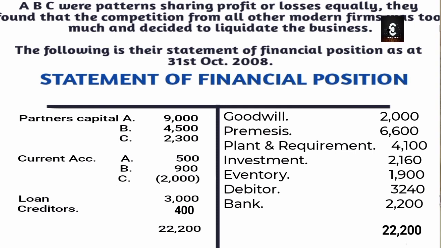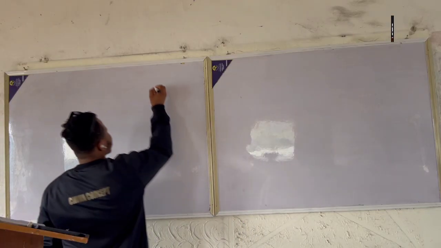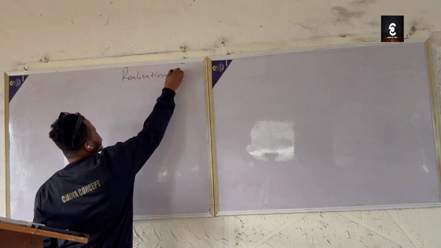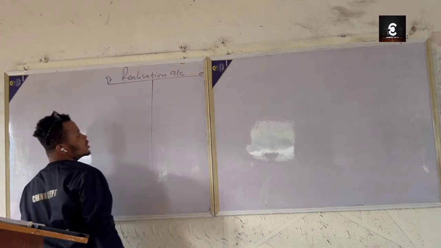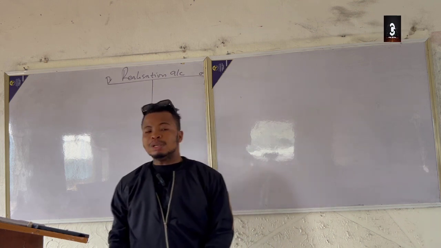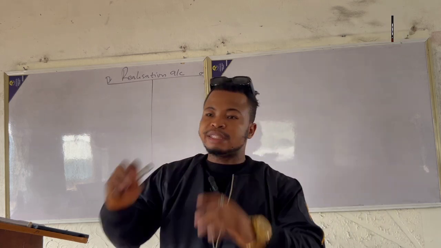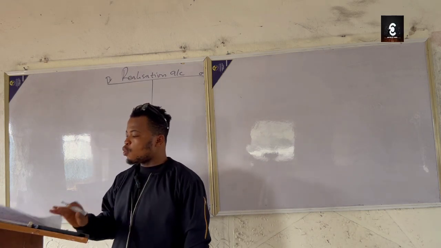So what do we do in this scenario? First of all, the examiner says we should prepare our realization account. Quickly, you say realization account. In your realization account, first and foremost, all the assets the business is using will be debited. Remember, if the examiner has asked us for an asset account, all you need to do is open the asset account, then credit realization account. So quickly, all the assets that the business has been using, we open accounts for them.